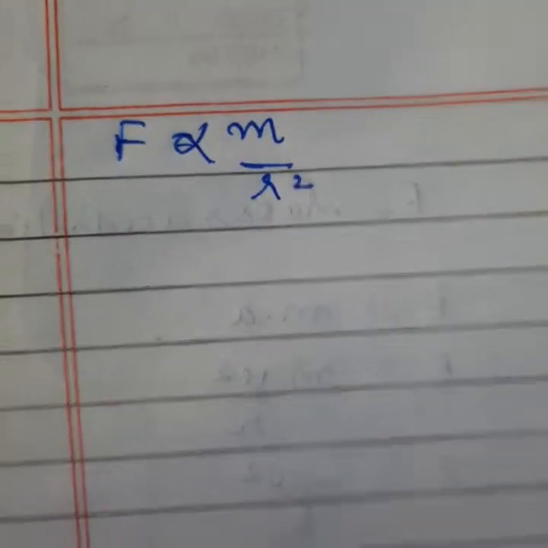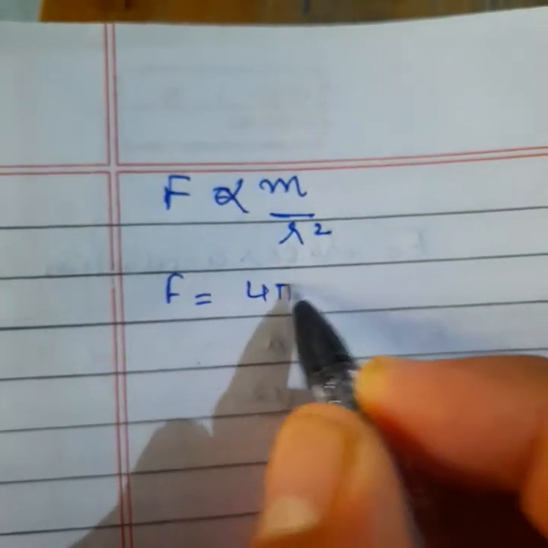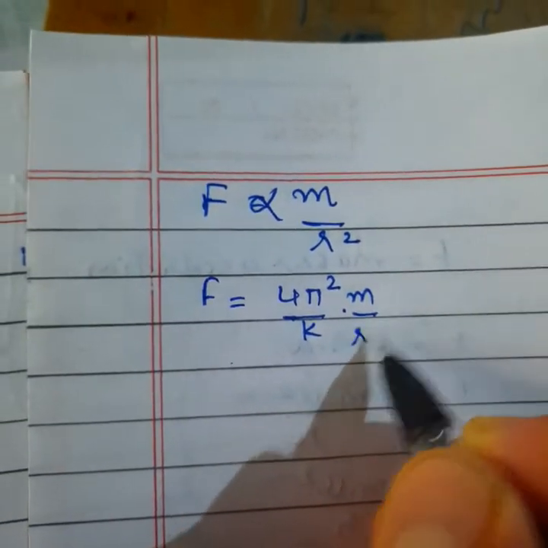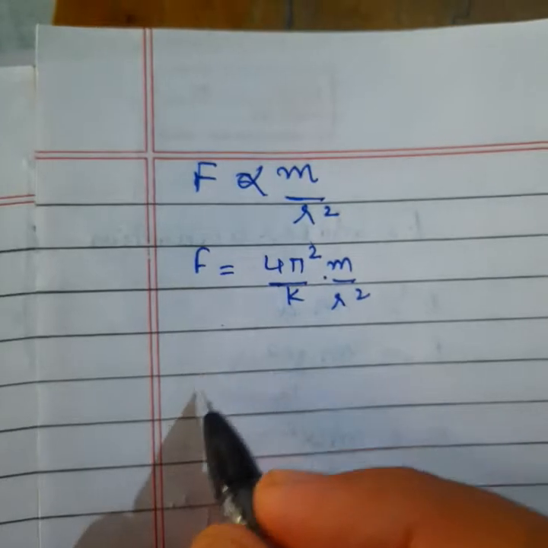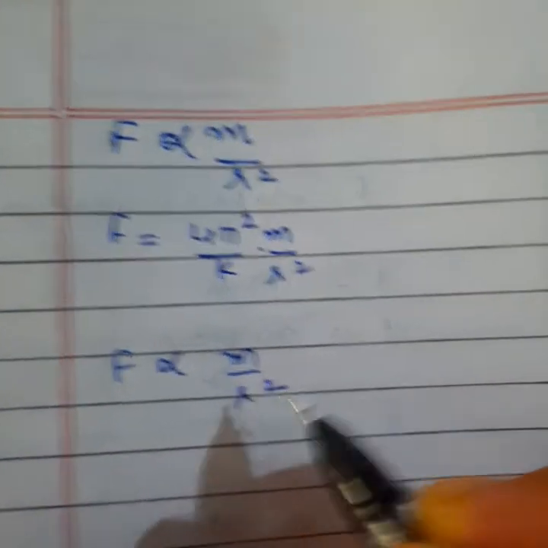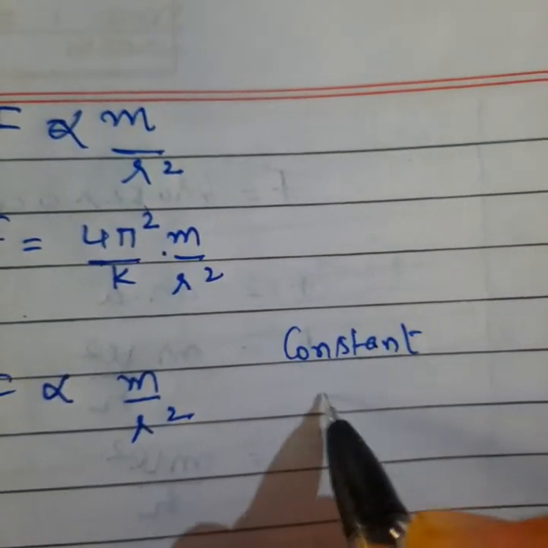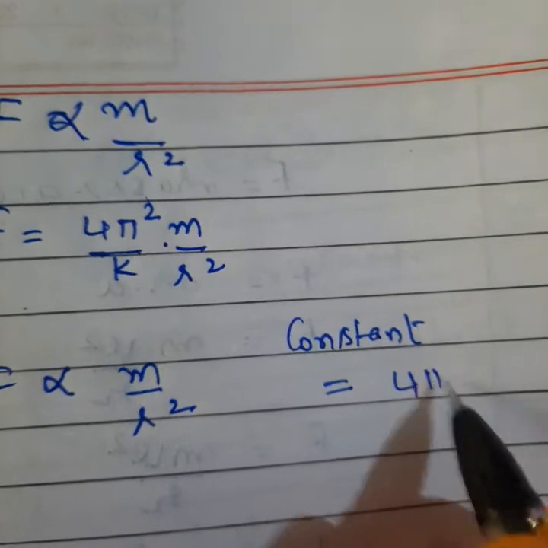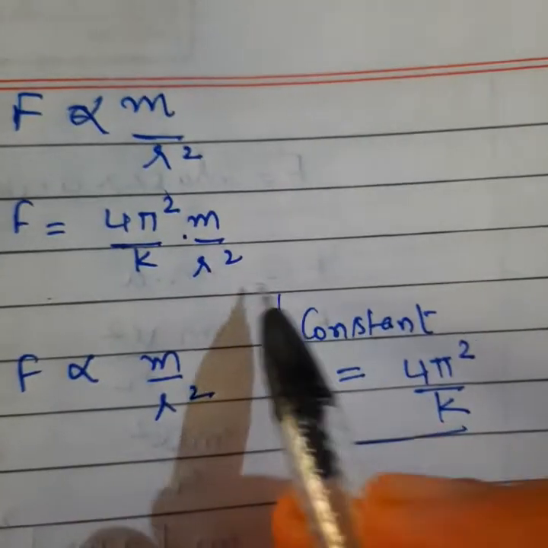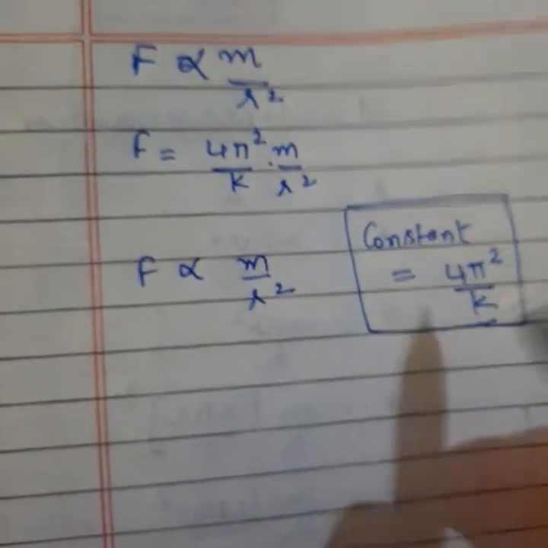Come to the topic. Again, in the previous page we got F is equal to what? 4 pi square divided by k, m into r square. I told you this is a constant. When you remove the constant, we can say m by r square, and the constant is equal to what? Tell me, student. 4 pi square divided by k. Say yes or no. Don't forget this one: 4 pi square divided by k.